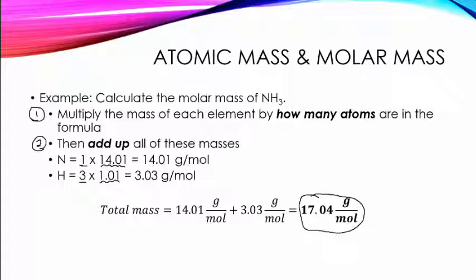Now, when you're doing this, I round to 2 decimal places. You can round to 1. Try not to just use whole numbers. So don't just say 14 plus 3. While that is easier, it's not as precise or accurate. So try to go out to 1 decimal place at least.